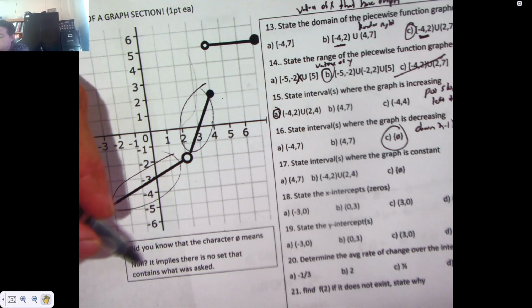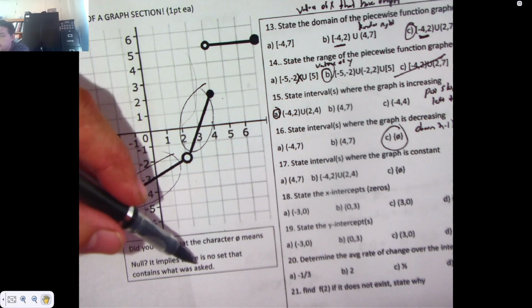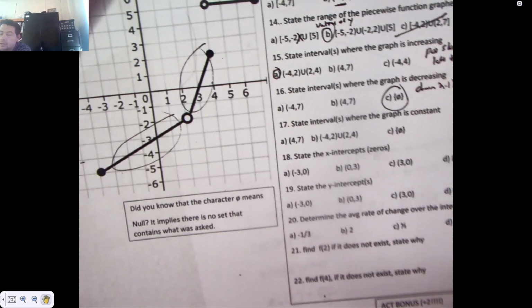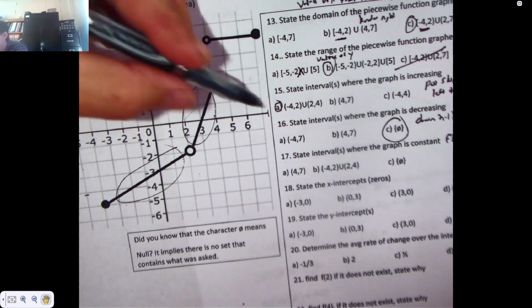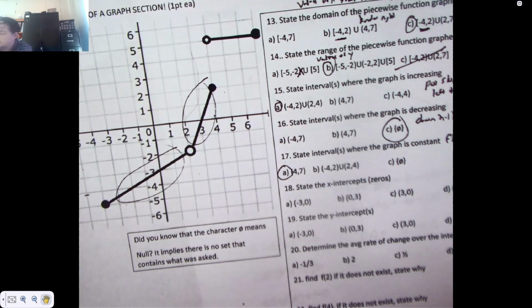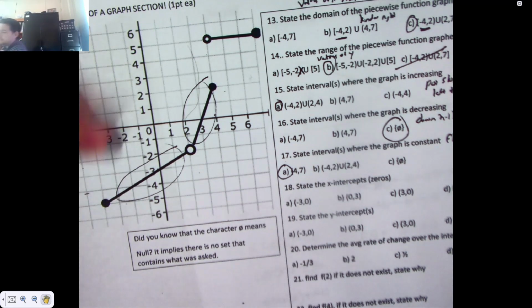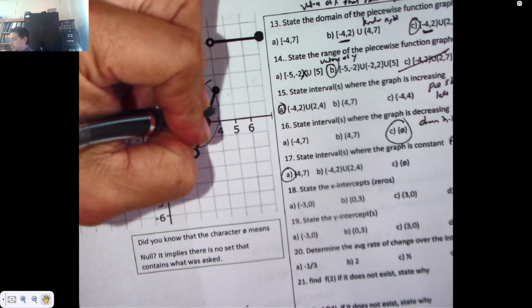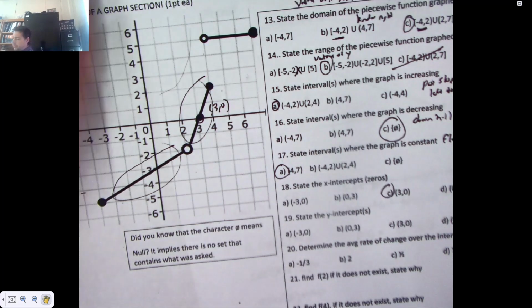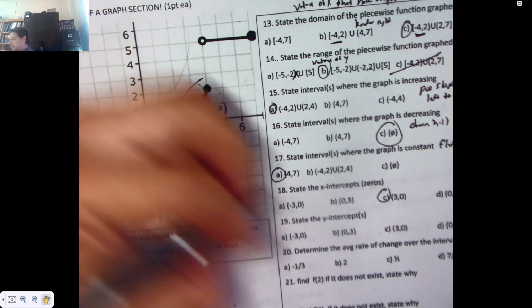See where I have the definition of null? No set contains what was asked. Constant, that's the flat line, which is right here. Starts when x is 4, stops when x is 7. The x-intercepts, oh fudge, the number of y'all that missed these, that's right here. And the coordinates for that point are not 0, 3, they are 3, 0. The y-intercept, right there. The coordinate for that point is 0, -3.